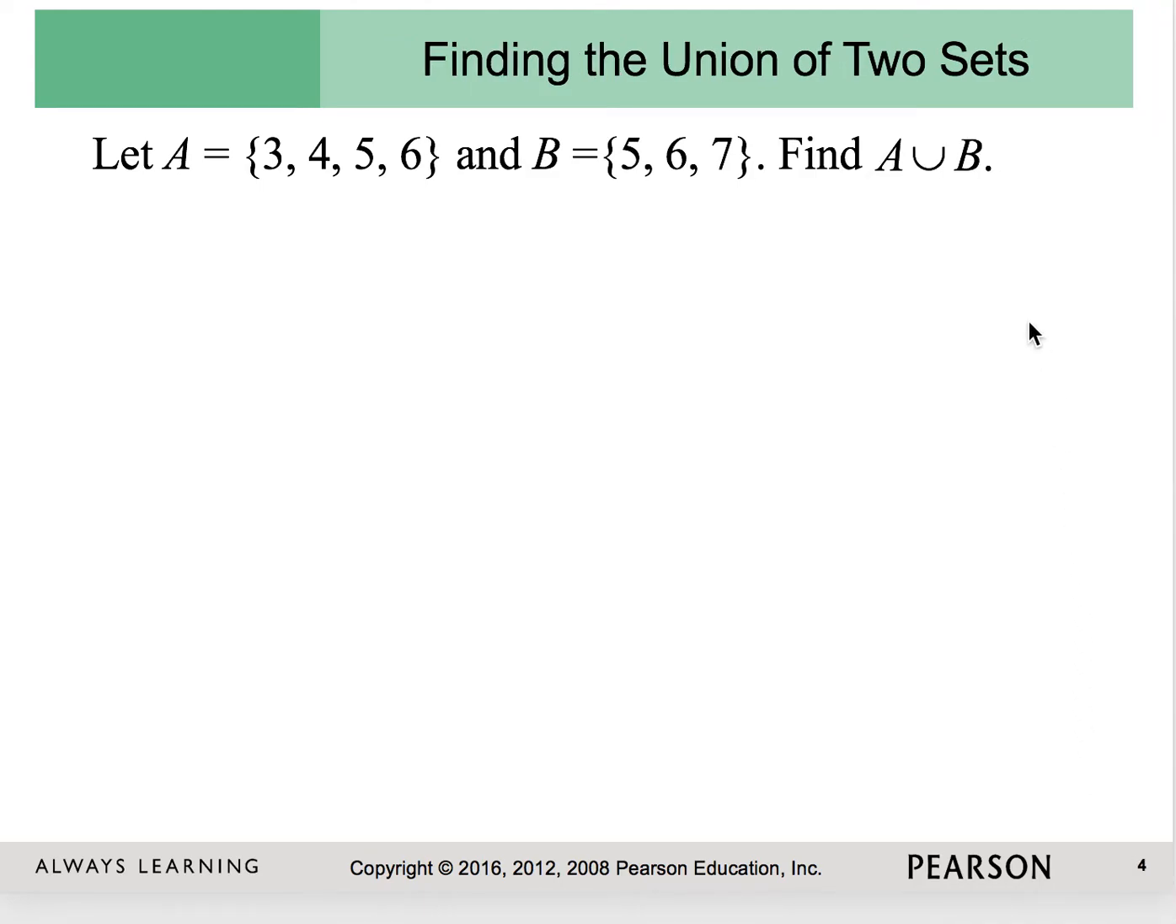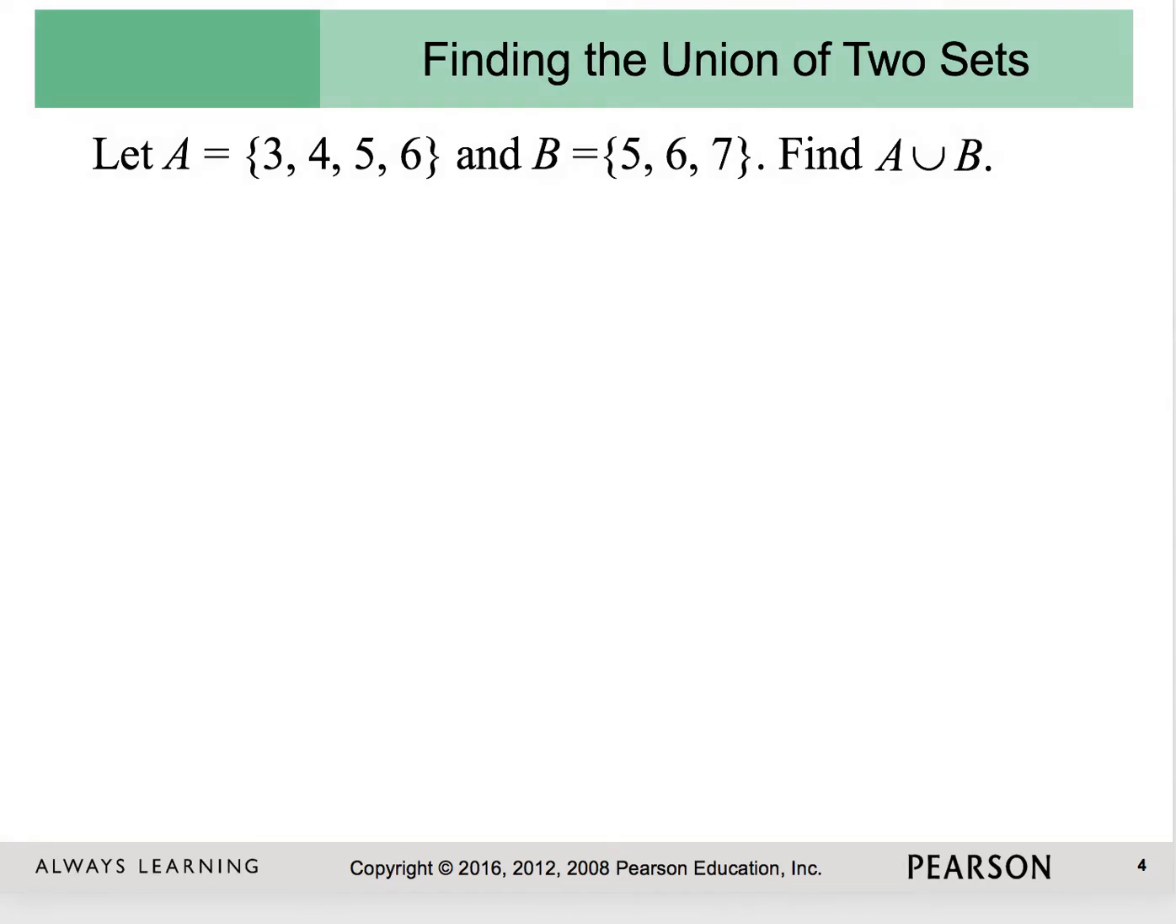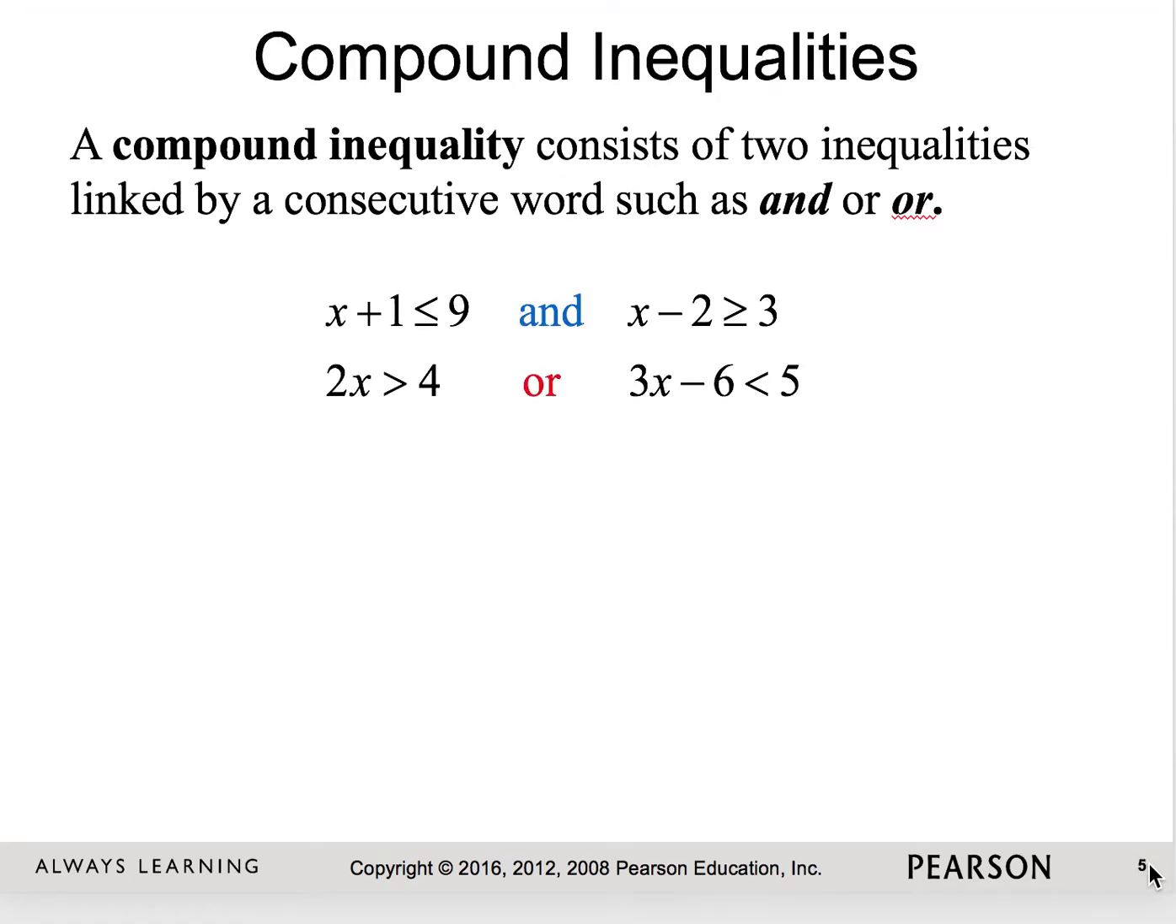If we're doing a union, right, that's an or. So A or B, that's all of them. Because it can be in A or B or both, either one, both. So 3, 4, 5, 6, 7, all of them are in the union. All right, so why we're interested in those terms is we're going to have compound inequalities, which means two inequalities that are linked together with the words and or or.